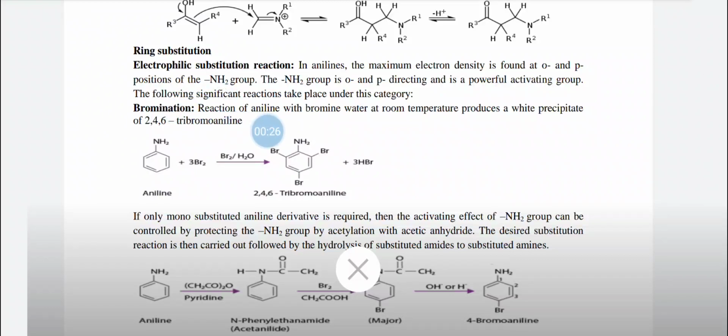First one is the bromination. By using bromine and water at room temperature, the product will be 2,4,6-tribromoaniline. Both ortho positions and the para position will be substituted by bromine.